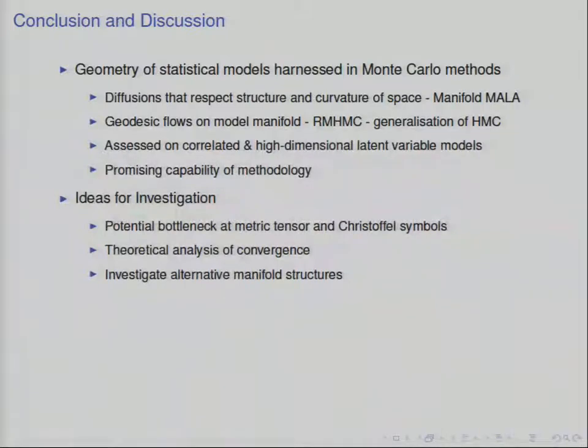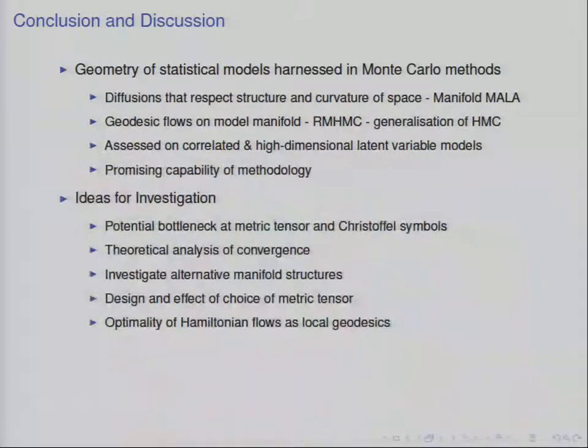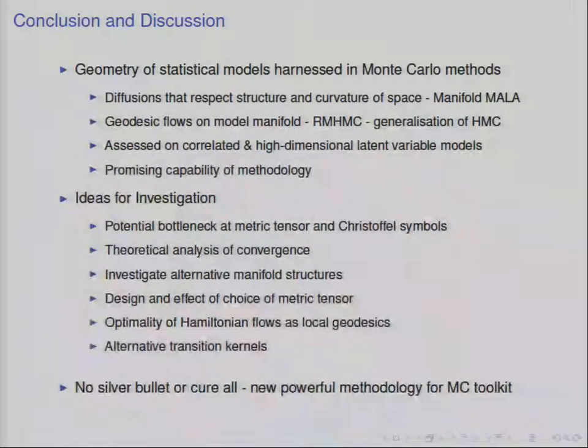And there is a lot of work that needs to be done on characterizing these divergences and characterizing the geometries, and what are the aspects of the geometry that are really suited for devising an MCMC method that converges quickly and samples efficiently. So the design and the effect of the choice of the metric tensor. Actually characterizing formally the optimality of Hamiltonian flows as local geodesics, and then looking at alternative transition kernels based on different connections and so forth.